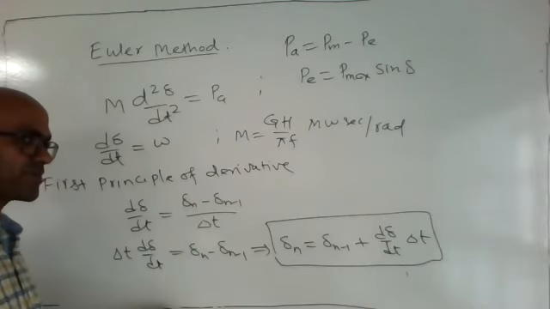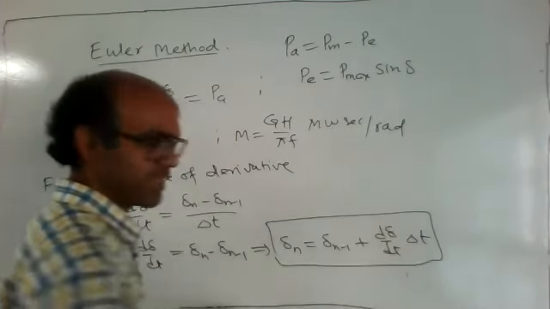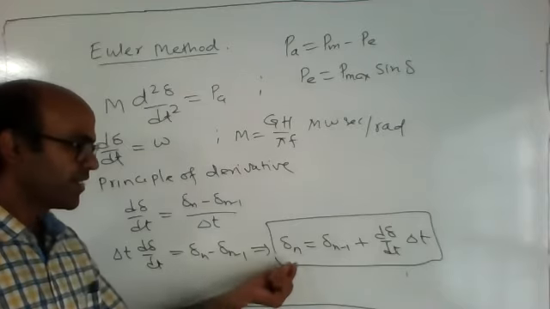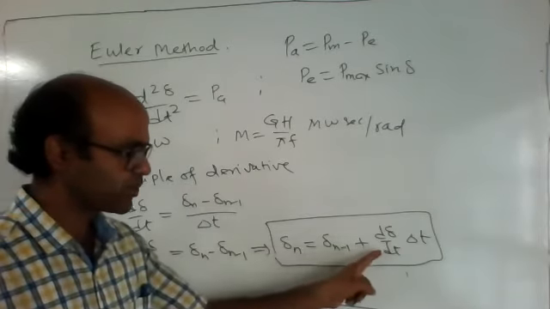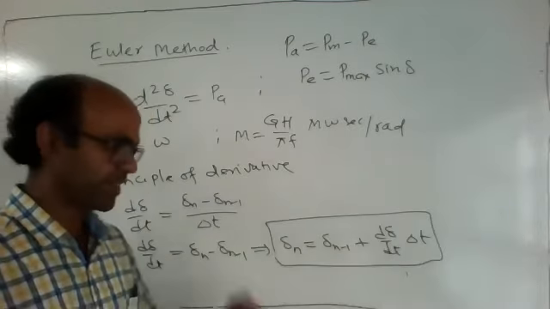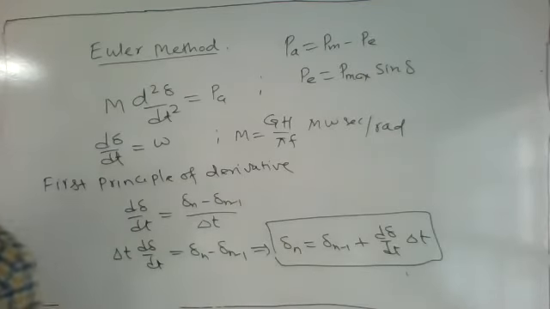And this slope is computed at the number of steps. Suppose you computed this delta at step number 1, then you have to compute d delta by dt at step number 1. So this is a correction factor. Similarly, what is d omega by dt? Same thing.